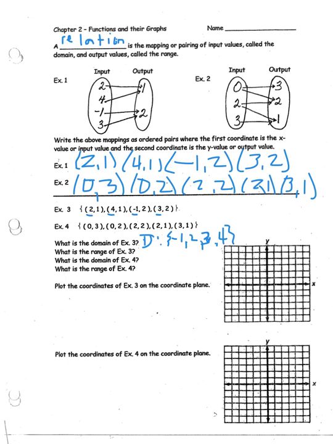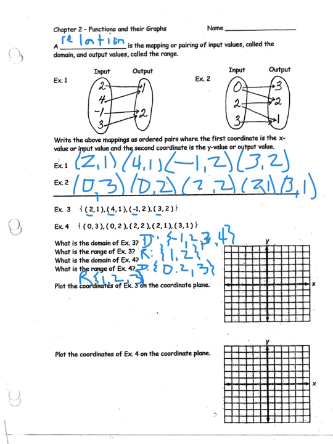What is the range of example 3? So here we want the y values. And we'll look at, we have 1, 1, 2, 2. So our range values will be 1 and 2. If they repeat, we only have to show them one time. What is the domain of example 4? So we'll go back and look for our x values. We'll put them in order from least to greatest. We'll have 0, 2, and 3. And what is the range of example 4? We'll look at our range values, and that will be 1, 2, and 3.